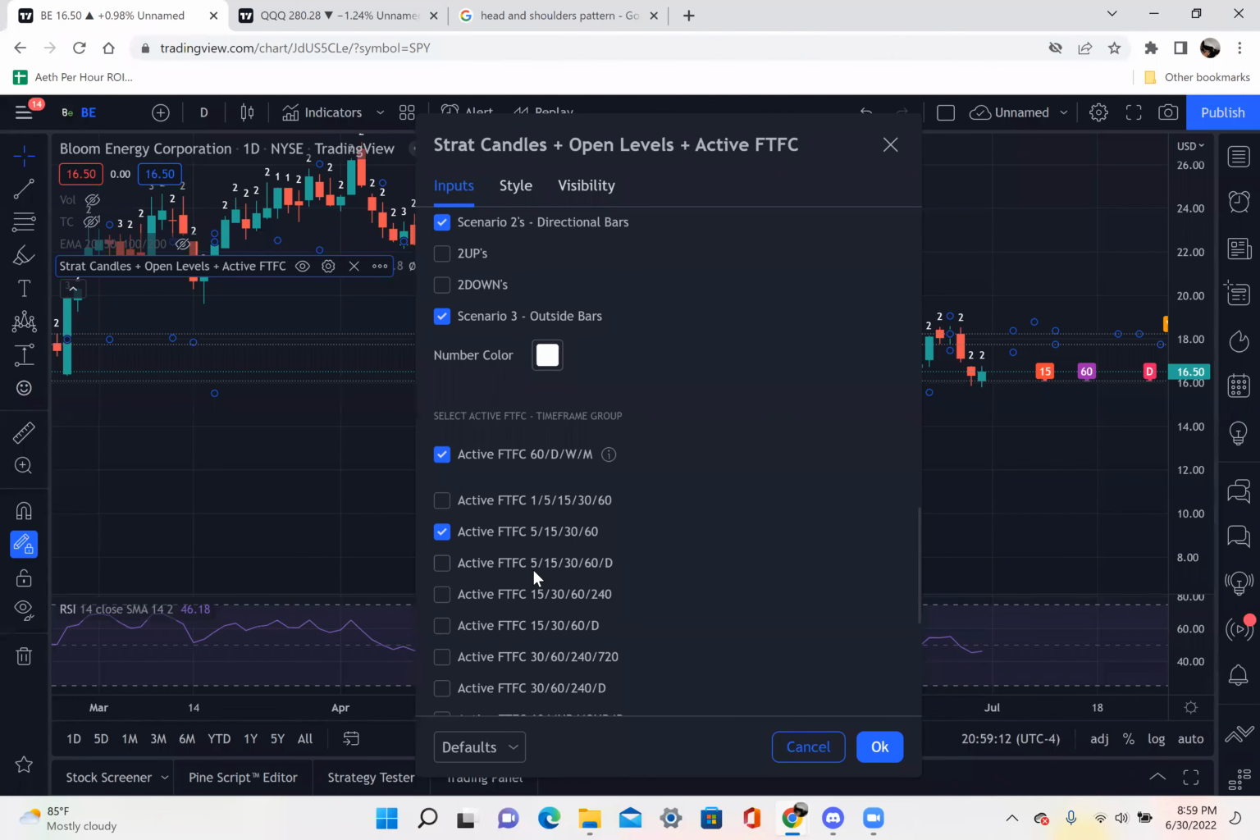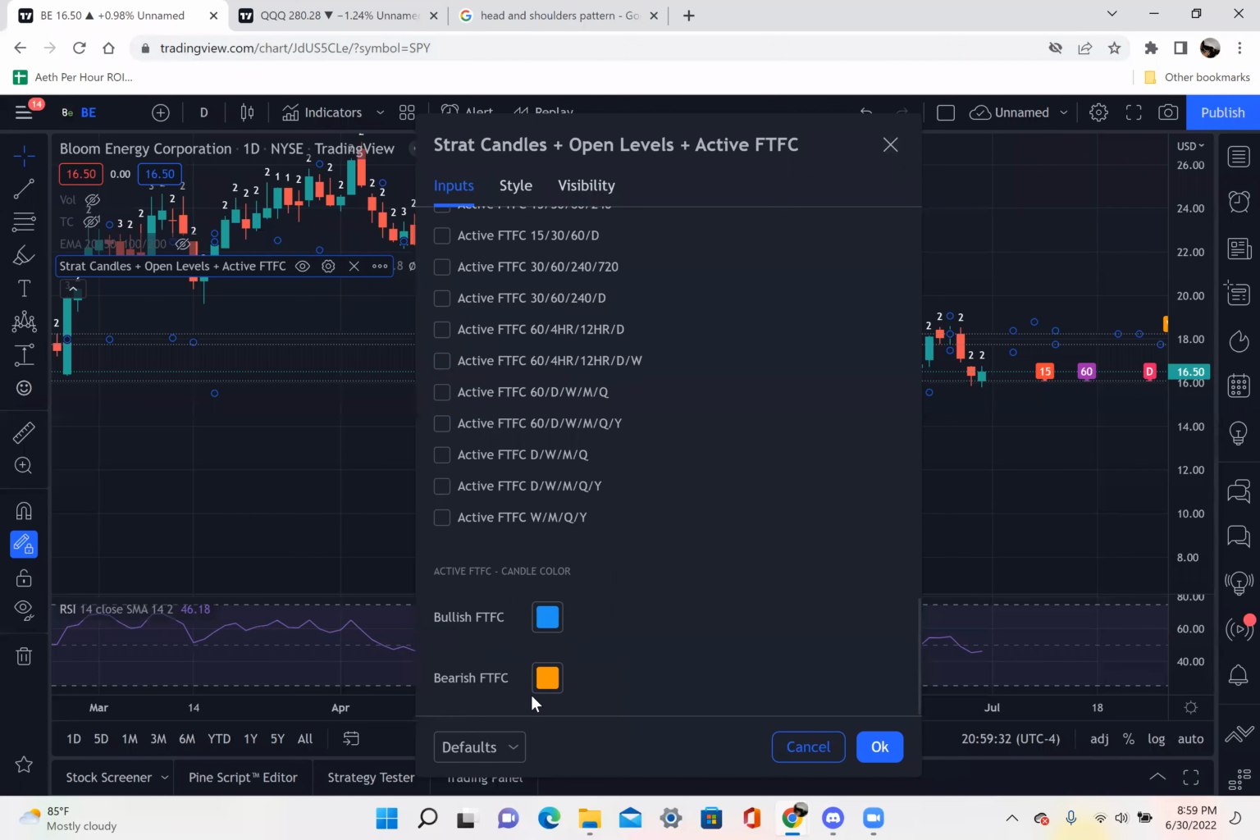Full time frame continuity is something completely different, but you could turn it on. But you're gonna have questions, so just ask me the questions and I'll teach you about it. Whichever time frames you normally use, that's the full time frame continuity that you want to use. So if you're normally using the 5, the 15, the 30, and 60, go ahead and turn that one on. And then you change the colors of your candles for bullish or bearish.